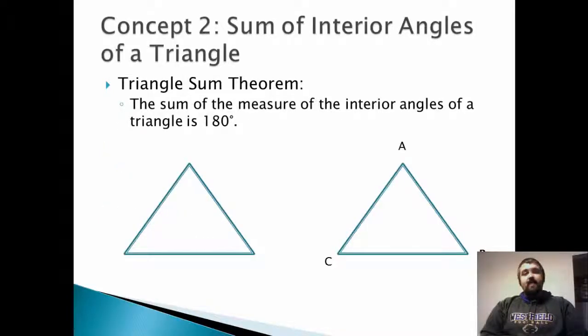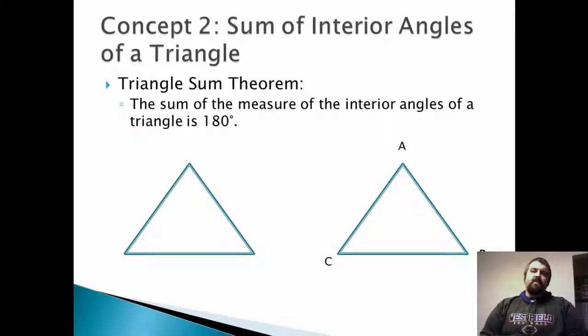Alright, concept 2. It's a pretty basic one. It's something about the sum of the interior angles of a triangle. And there's a theorem for us. It's the first one in section 4, called the triangle sum theorem. The sum of the measures of the interior angles of a triangle is 180 degrees.